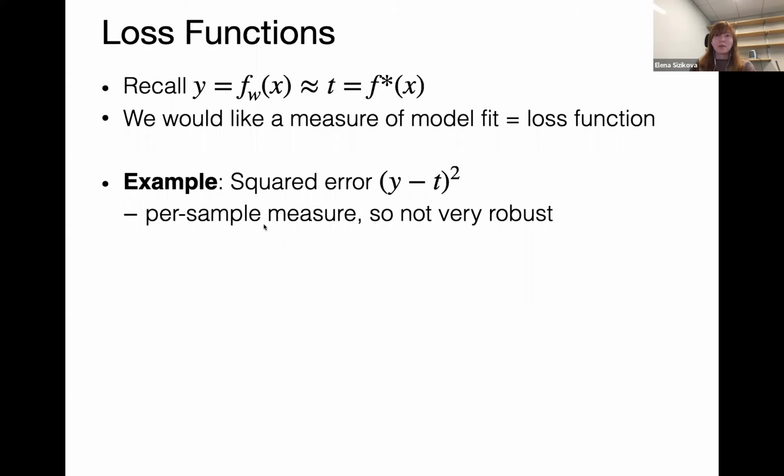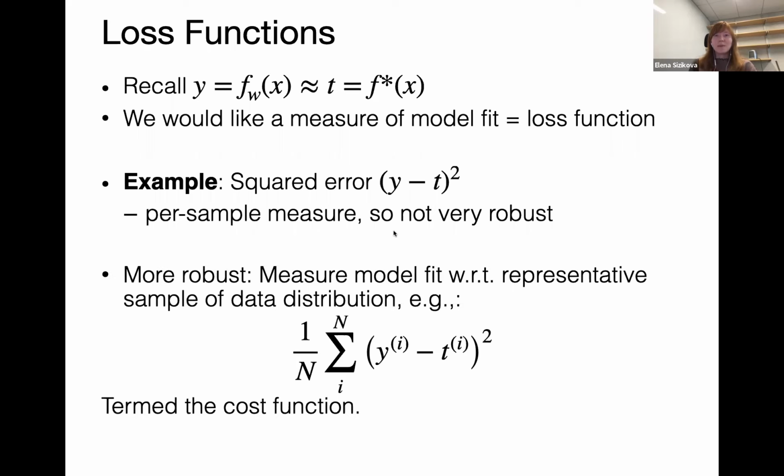And so one error that you can look at is this squared error and just see if the predicted class values match the input class values, but it may not be very robust. So instead, to improve the robustness, we can measure the model fit, the fit of this F star neural network with respect to some sample of the data, and average it over the different examples i. So this is an example of my cost function.